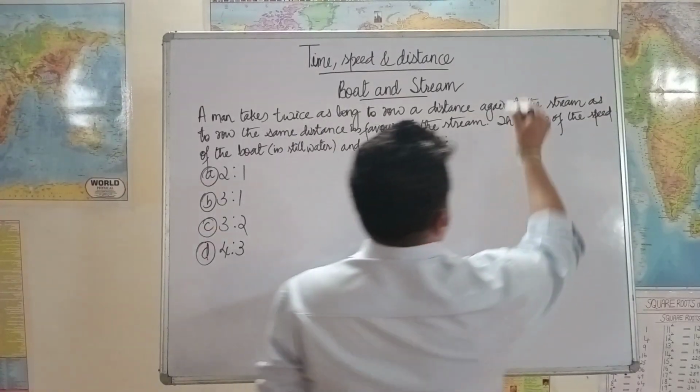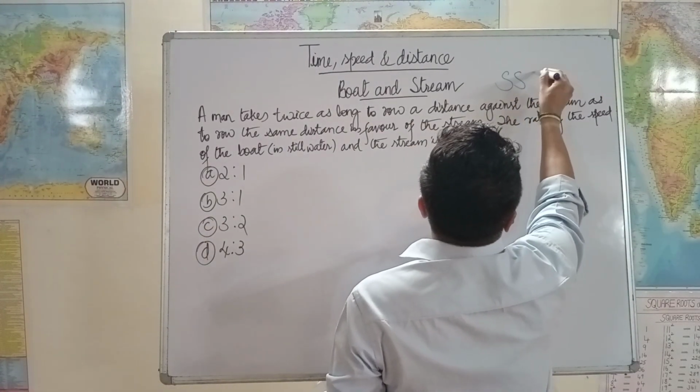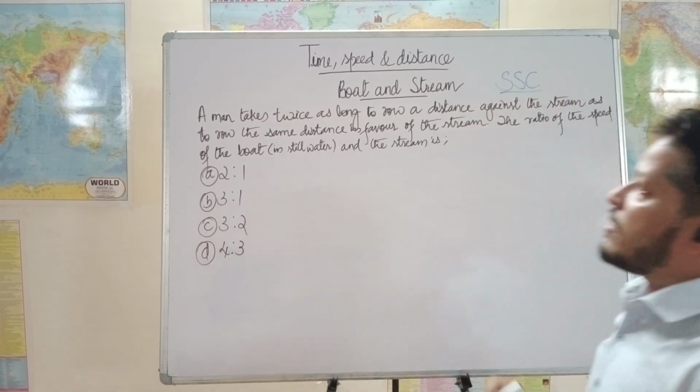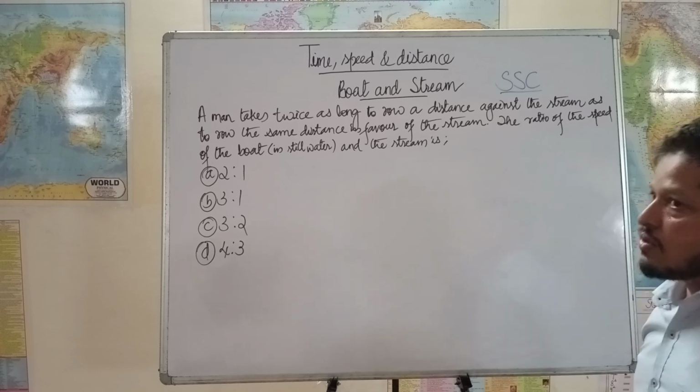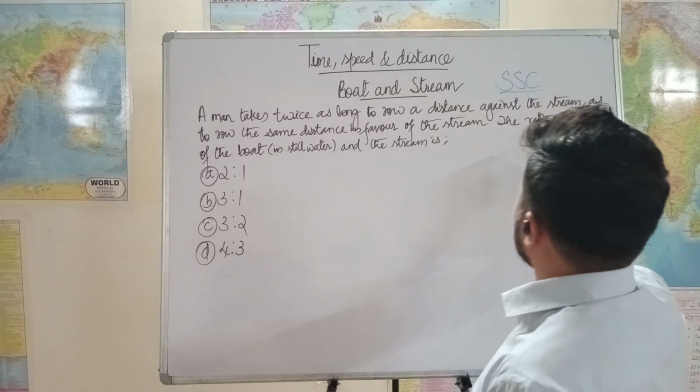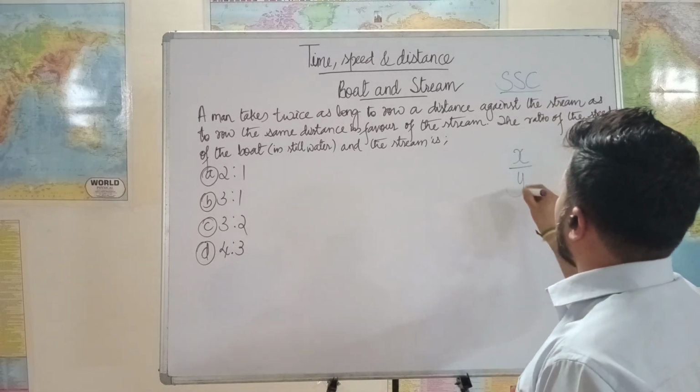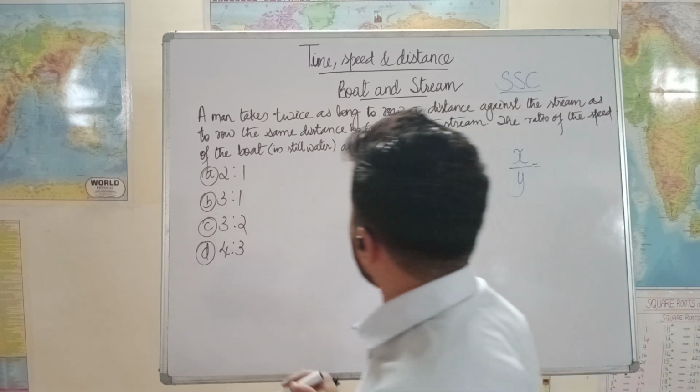We have an SSC question here. A man takes twice as long to row a distance against the stream as to row the same distance in favor of the stream. In favor of the stream means downstream. The ratio of the speed of the boat in still water, which is x, and the stream is... We need to find the ratio of x by y.